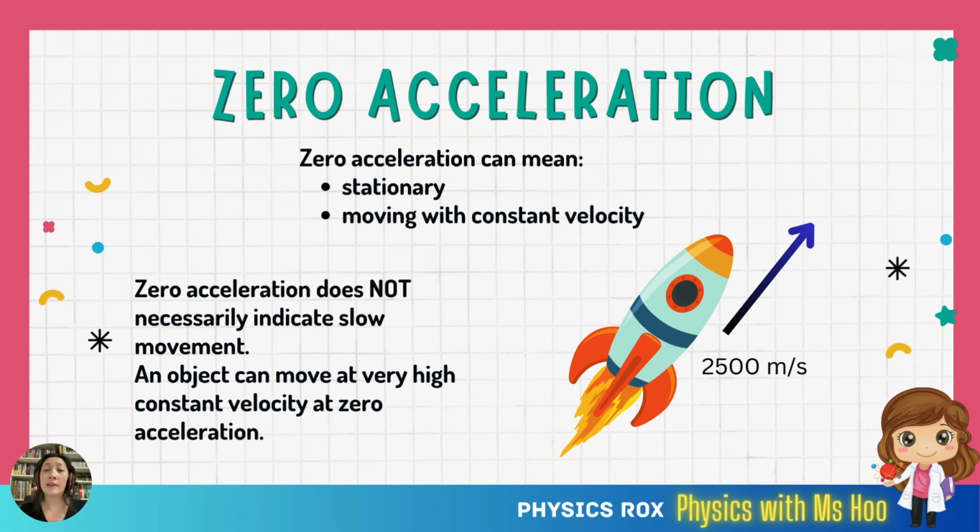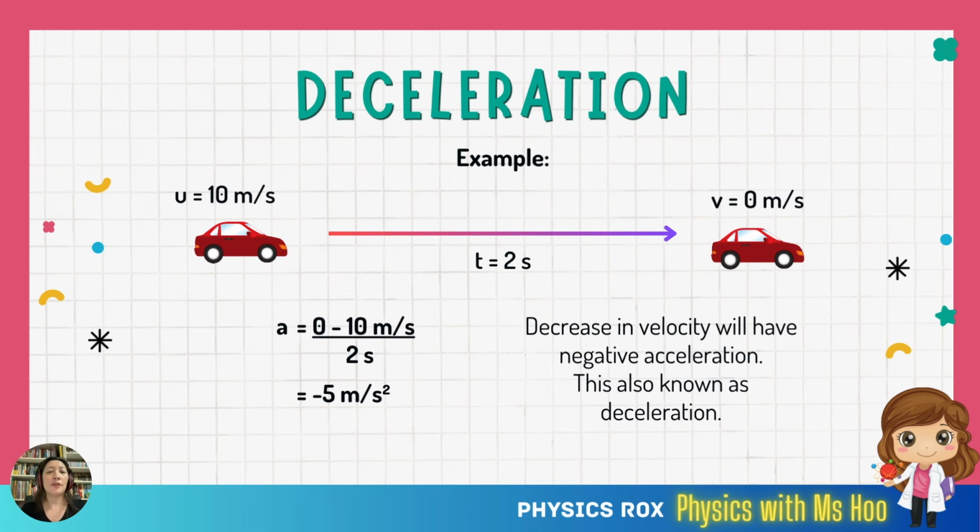So remember, zero acceleration does not indicate slow movement, it just means the velocity is not changing. Now, let's look at negative acceleration. First of all, the concept of deceleration can be seen from this example. Say an object is moving with an initial velocity of 10 meters per second and it slows down. After 2 seconds, it comes to a stop, where final velocity v is 0.